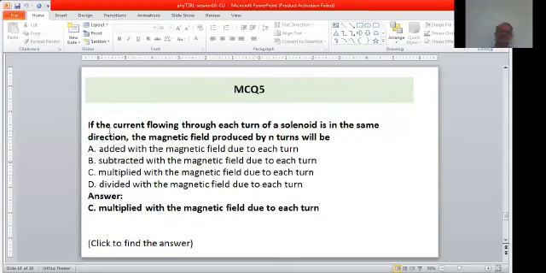If the current flowing through each turn of a solenoid is in the same direction, the magnetic field produced by n turns will be n multiplied with the magnetic field due to each turn. This is very simple because the solenoid is an extended part of a single coil. When the coils are placed side by side, you get a solenoid. Therefore, the magnetic field produced by each coil goes on adding. So you just multiply the magnetic field produced by one coil with the number of coils, and you will get the total magnetic field.